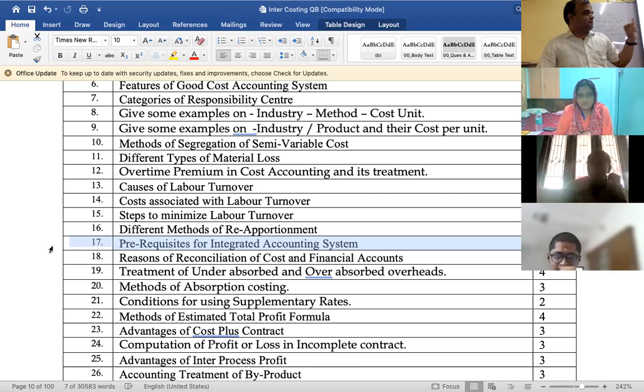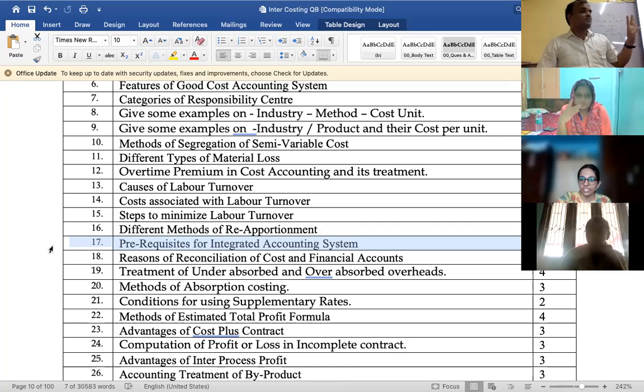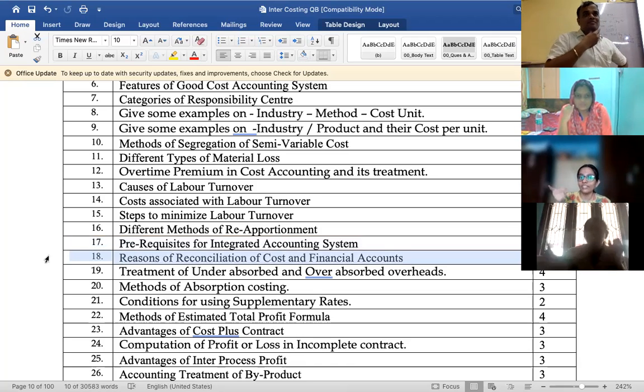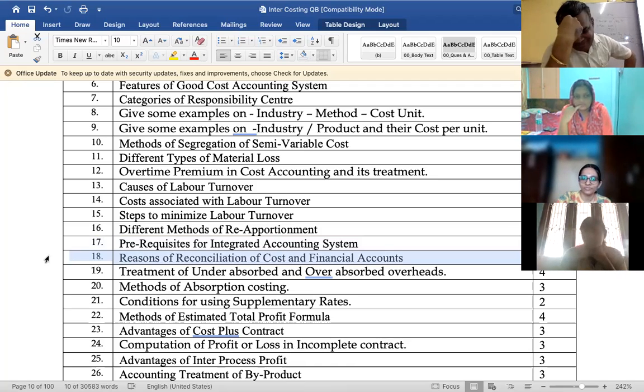What are they? Extent of integration, coding of system, standardization, coordination. Short notes we saw, right? Extent of integration, coding system, standardization, coordination. Why we need reconciliation? Items included in cost accounts are not included in financial accounts. Then methods of difference in depreciation, valuation of stock, changes in valuation of stock.